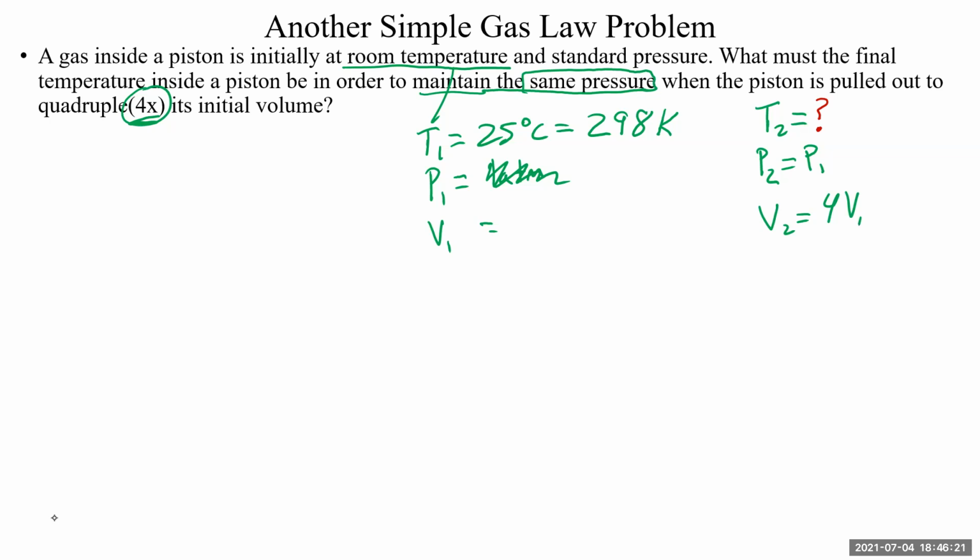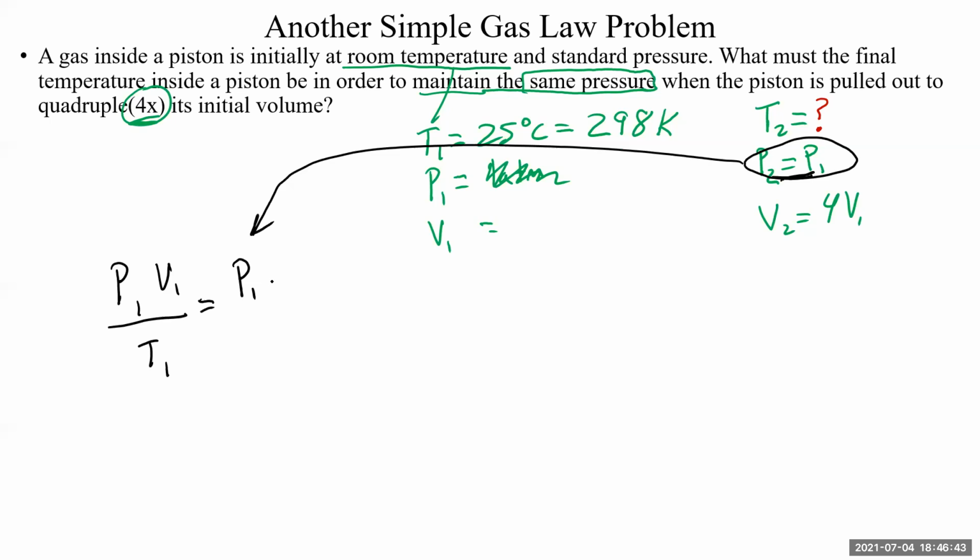So let's write out our combined gas law, putting all of this together. We have P1 times V1 over T1 equals, now it's the other side that we have to think about, P2. I'm going to write P1 on the other side because P2 equals P1. V2 is the same thing as 4 times V1. And then T2 is what I'm trying to figure out. So I'll just write T2 here. In fact, let me highlight it.